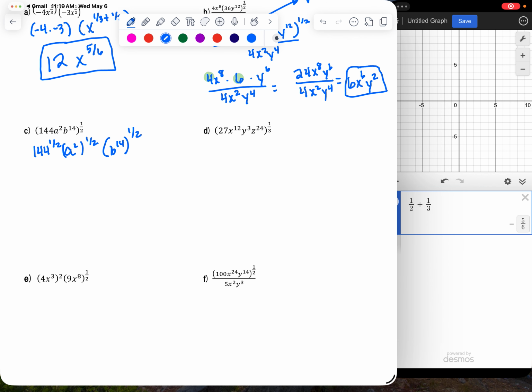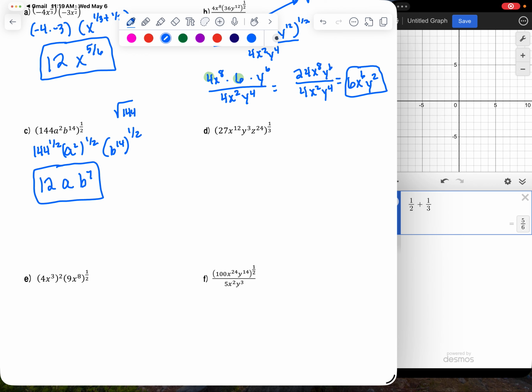So 144 to the 1/2 power is the same thing as square root 144, which is 12. A squared to the 1/2 power: 1/2 of 2 is 1, so that would be simply a to the 1 power, or just a. And then b to the 14 raised to the 1/2 power. 1/2 times 14 is 7. So check your answer with mine. If you made any mistakes on that problem, pause the video and correct those at this time.